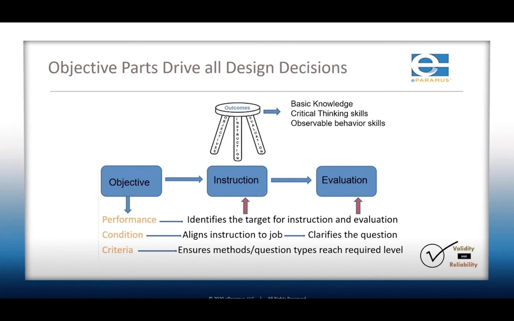If you, as the designer, connect the condition and criteria directly to the evaluation and to the instruction, that creates a valid and reliable measurement of your design program. It allows you to go back and diagnose and repair the decisions that you made. If in my evaluation everybody gets it right, but they can't do it on the job, then I know I have to change my evaluation. This is kind of the key piece of how design analytics is created.